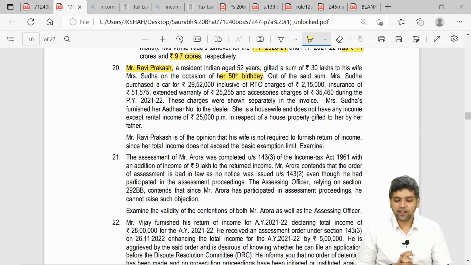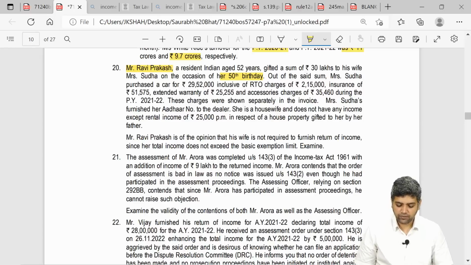Out of the said sum, Mrs. Sudha purchased a car for 29 lakhs 52,000, inclusive of RTO charges of 2 lakh 15,000, insurance of 51,000 odd, extended warranty of 25,000 odd, and accessories charges of 35,460. These charges were shown separately in the invoice. Mrs. Sudha furnished her Aadhaar number to the dealer. She is a housewife and does not have any income except rental income of 25,000 per month in respect of house property gifted to her by her father.